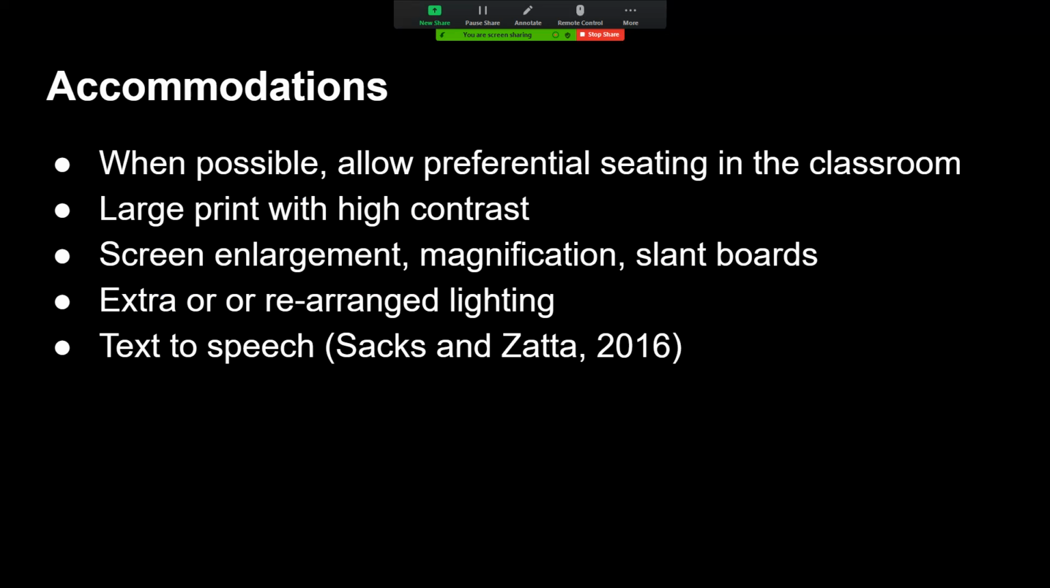We're going to talk about some accommodations for students that may have strabismus or any eye condition related to the ocular muscles. That is, high contrast, preferential seating, probably at the front of the classroom, a slant board, which is a device that can provide support for the desk of a student with low vision, as well as enlargement of materials and different types of low vision support, magnification as well.